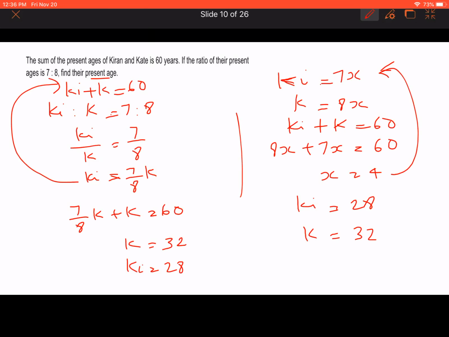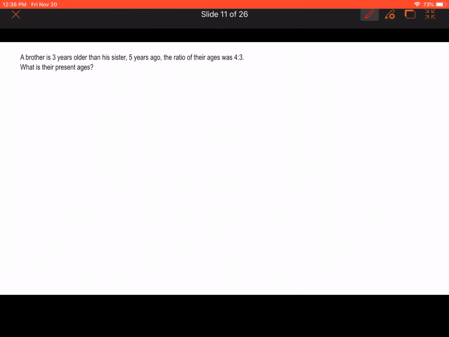So there are two different methods by which we can approach the problem. Now we will move on to the next. A brother is 3 years older than his sister.